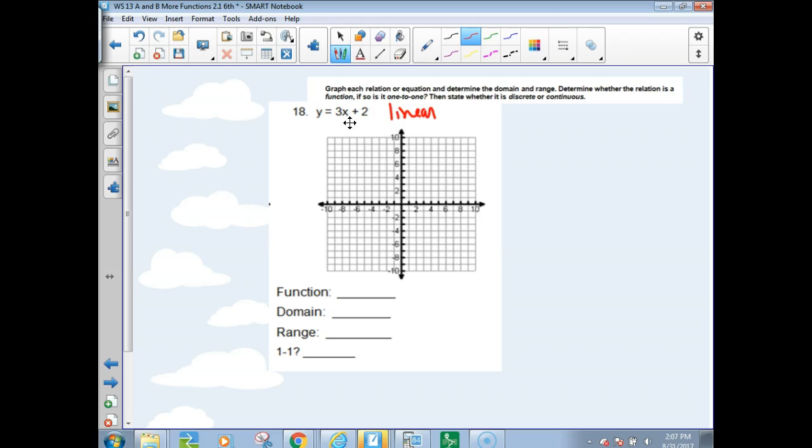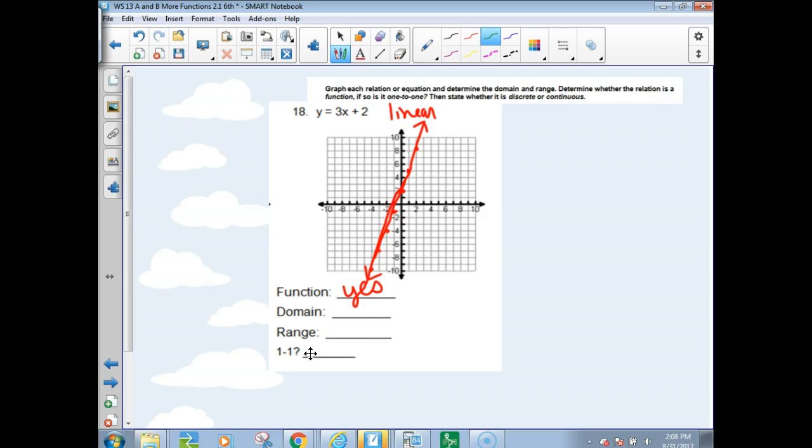So this is in slope-intercept form already, so we know the slope is 3 and the y-intercept is 2. We'll start at 2 and then go up 1, 2, 3, right 1. 1, 2, 3, left 1, 1, 2, 3, left 1. Okay, and then we draw our line, try to hit the points. Missed a few. Put arrows on the ends and say, yes, it is a function because it passes the vertical line test.